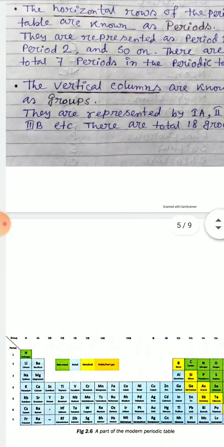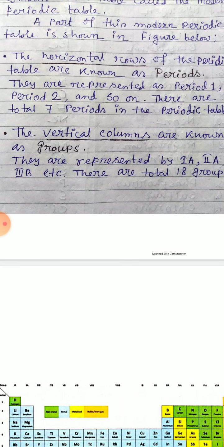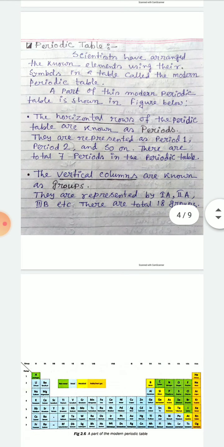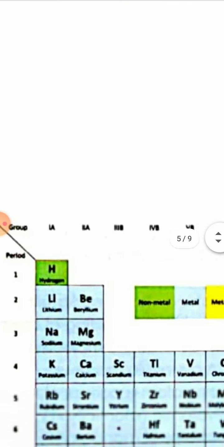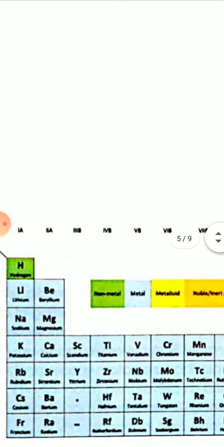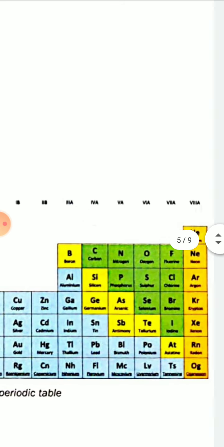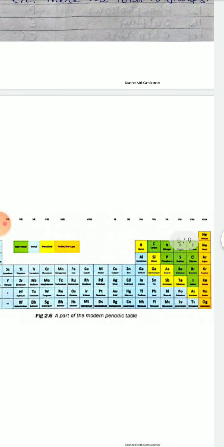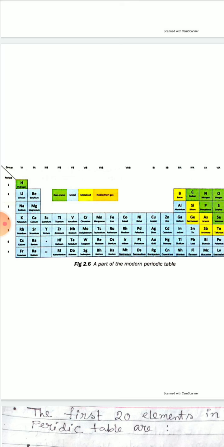And the vertical columns are known as groups. They are represented as 1A, 2A, 3A, 3B, 4A, 4B, like this, and there are a total of 18 groups. You can see here, written group at the top, and group 1A, 2A, 3B, 4B, 5B, like this, and there are a total of 18 groups. Elements are arranged in small boxes. In this periodic table, each small box contains one element.